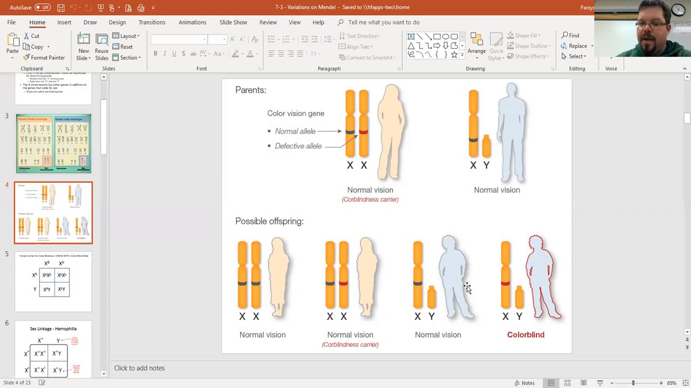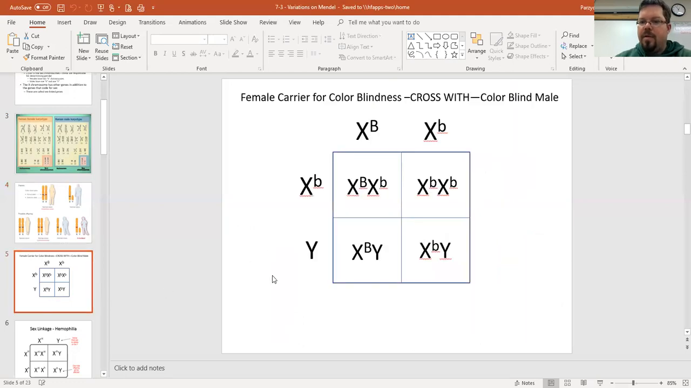On the other hand, if they have a boy, the possible outcomes are that the boy would either have normal vision or be colorblind, because he only needs to receive one copy of the defective allele to end up being colorblind.